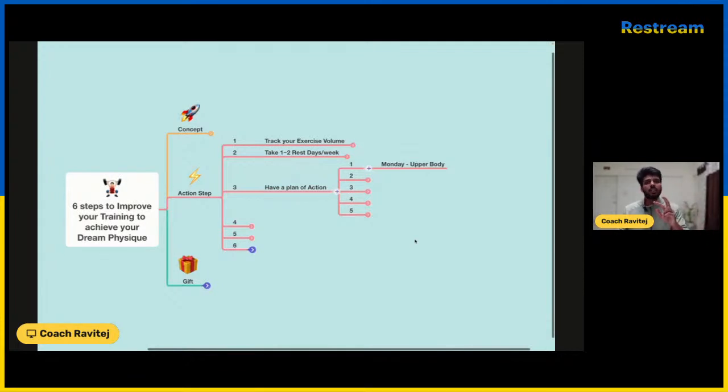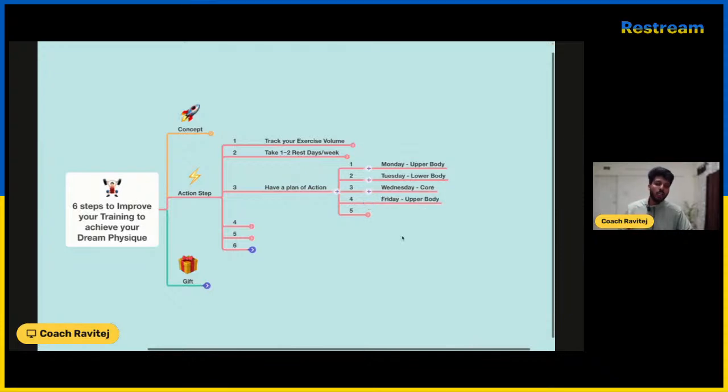So you can train a few muscle groups. For example, chest and back muscles you can train on Monday. On Tuesday, you'll train a different muscle group, which is your lower body. For example, you will train your quadriceps and your glutes. So that is two muscles which you are training on Tuesday. On Wednesday, you are training your core muscles. All the abdominal muscles you can train on Wednesday.